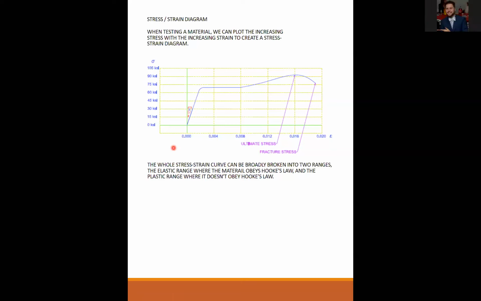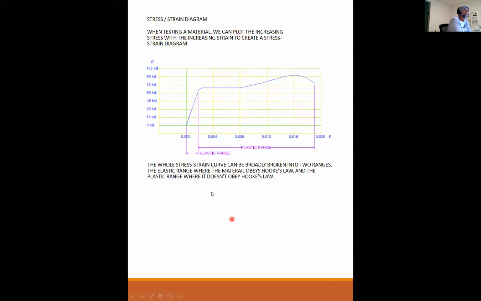Thank you. Okay. So the whole stress strain curve can be broadly broken into 2 ranges: the elastic range, where the material obeys Hooke's law, and the plastic range where it does not obey Hooke's law. And so here's the elastic range, which is only the straight line portion, and everything else is called the plastic range.